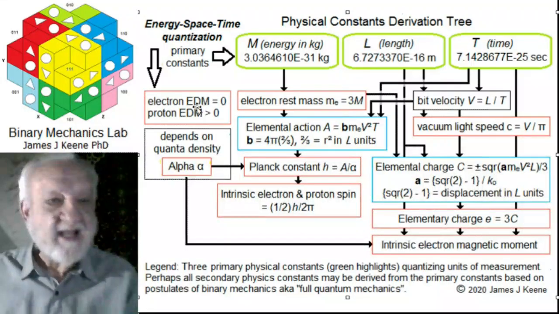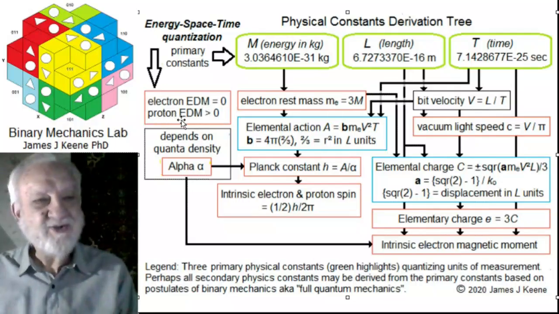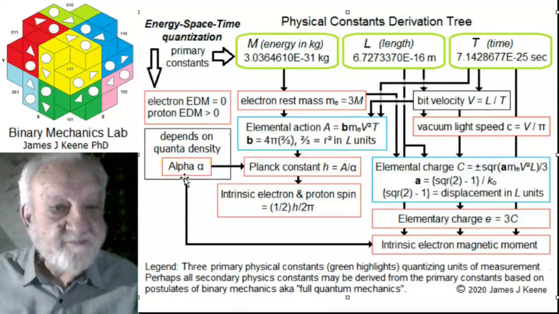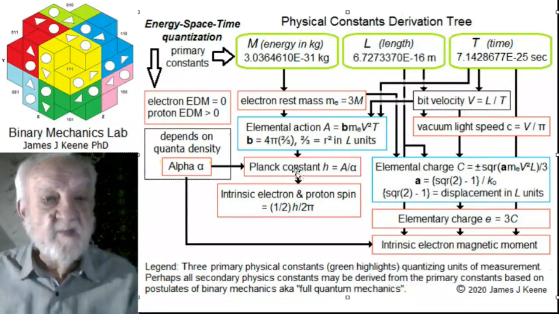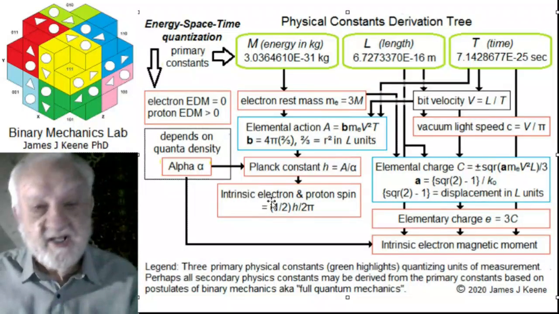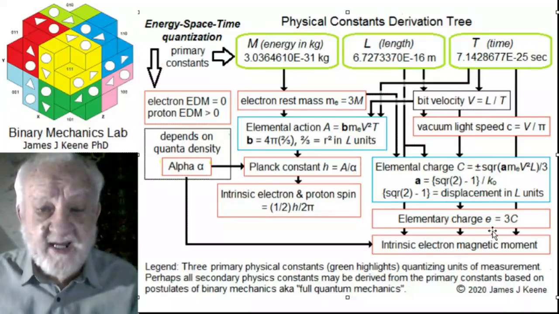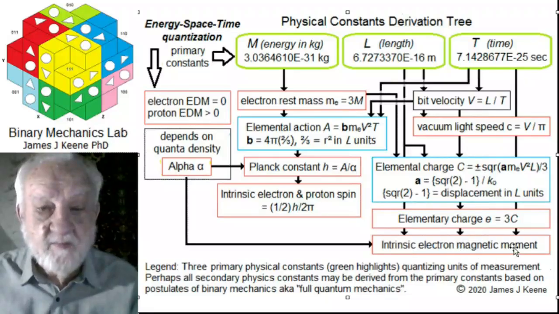Electron electric dipole moment, which equals 0. Proton electric dipole moment, which is greater than 0. The coupling constant alpha, electron rest mass, all of these items in the red boxes. Vacuum light speed, Planck's constant h, which relates, of course, to the intrinsic electron and proton spin, elementary charge e, as well as intrinsic electron magnetic moment.